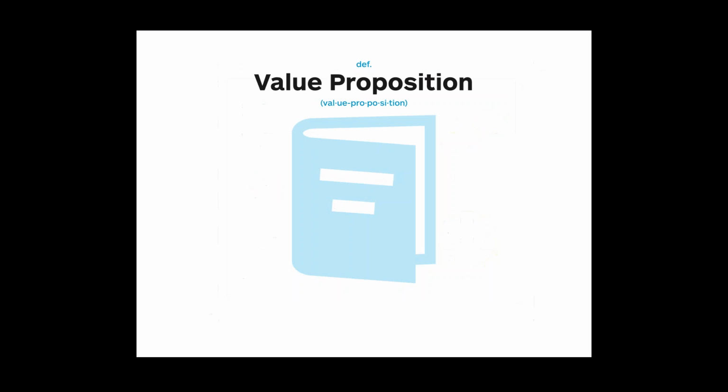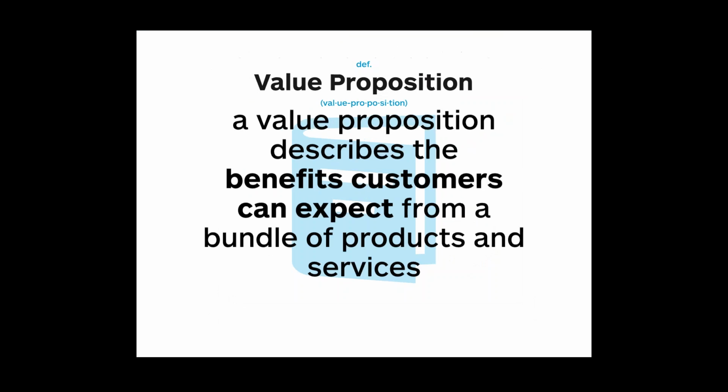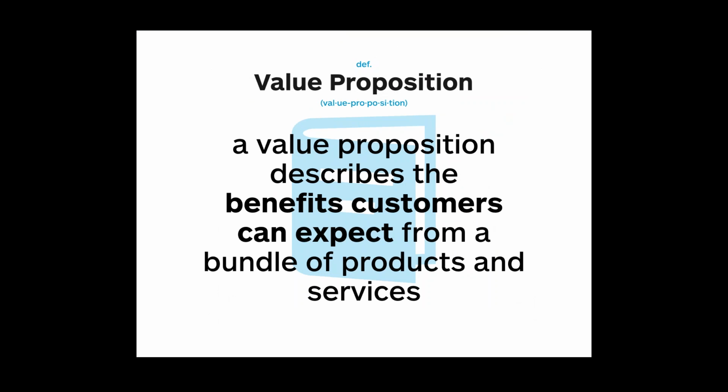And in the book, they define a value proposition as the benefits that customers can expect from a bundle of products and services. So if we think about a vehicle, and that vehicle has a seat warmer in it, well, the value proposition is not the seat warmer. The seat warmer is simply the product, right? The value proposition is the actual benefit that a customer gets from the product or from the seat warmer. So it's not the seat warmer, it's the warm butt that customers care about, right?